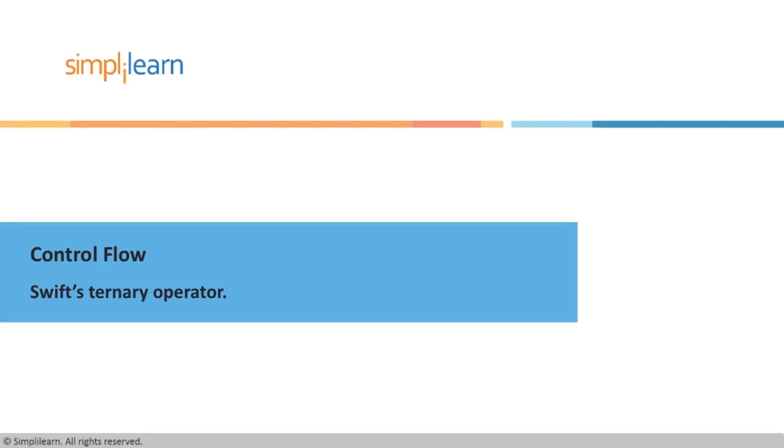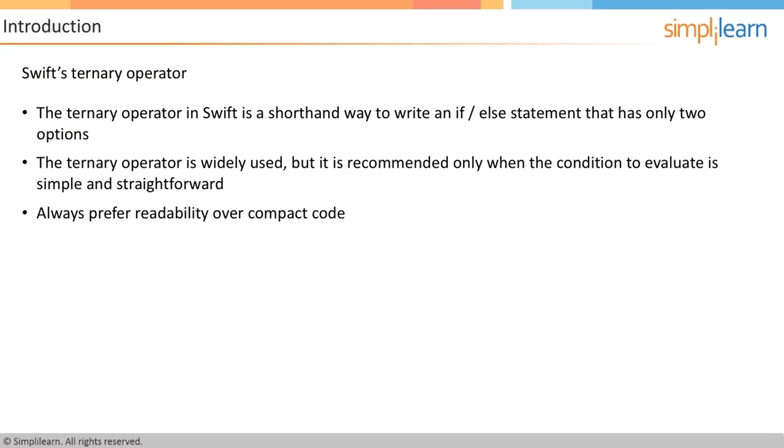So we're still talking about control flow. This time we're going to switch over to the ternary operator. And if you're not familiar with what the ternary operator is, don't worry, you'll be familiar in a second. It's time for our tech info bite on Swift's ternary operator.